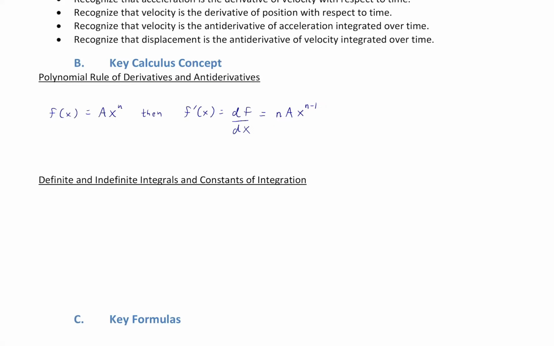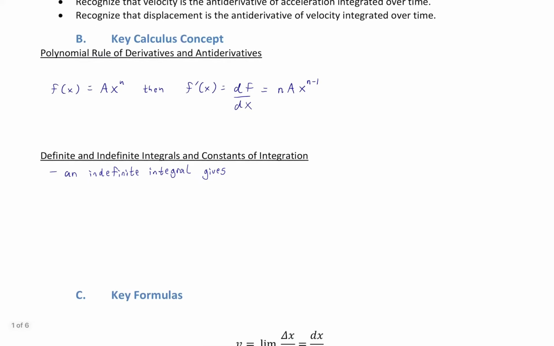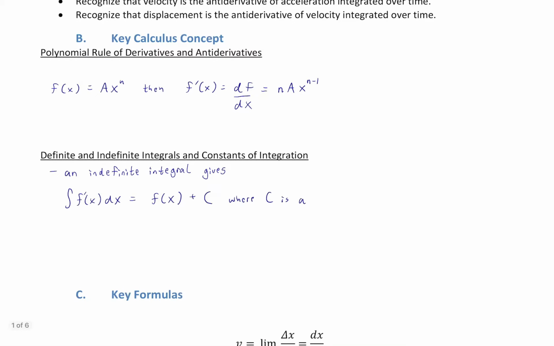Okay? All right. So what about the difference between definite and indefinite integrals? Okay. Well, let's take a look here. So we have that an indefinite integral of this form here is going to give us the function. Notice this is the derivative, right? So there's that derivative notation. So if I take the integral of the derivative, then I get the original function.